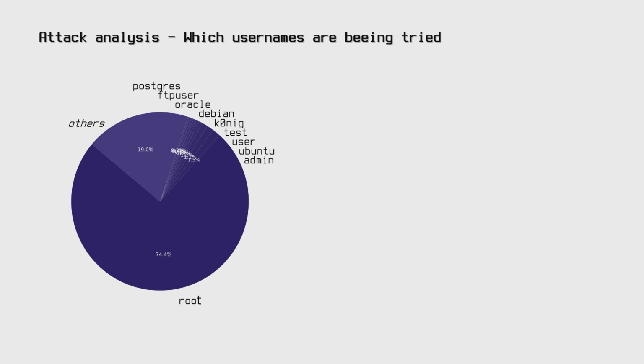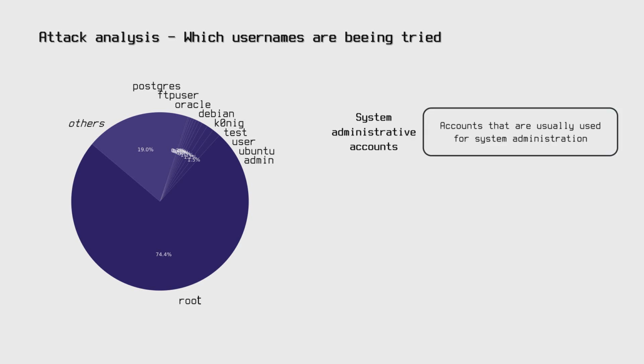So what can we learn from this? Well, firstly, the adversaries try system administrative accounts. Well, why wouldn't you? If you're an adversary, you want to log in as admin straight away. You don't have to find some pesky privilege escalation stuff if you just can log in as admin. That's everything root, admin, and so on.